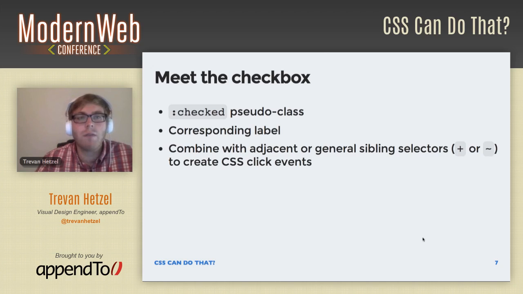And then checkboxes also have a corresponding label. So as long as a label's for attribute is equal to the ID of the input type of checkbox, you can click the label, and it'll toggle that checked pseudo class on and off, just because it corresponds directly with that input. And then finally, if we combine adjacent and general sibling selectors, which are the plus and the tilde, that is when we can really select elements other than just the checkbox. We can select the siblings, and that's when we can really make things happen with pure CSS.